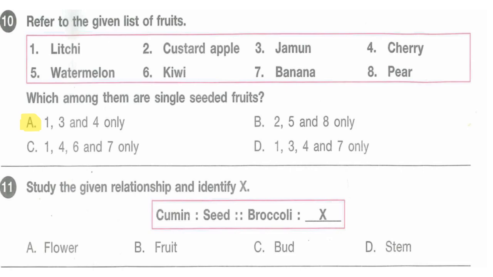Question number 11. Study the given relationship and identify X. Cumin, seed. Broccoli, dash. A. Flower. B. Fruit. C. Bud. D. Stem. The relationship is that broccoli is a flower and cumin is a seed. Hence, the answer is option A.